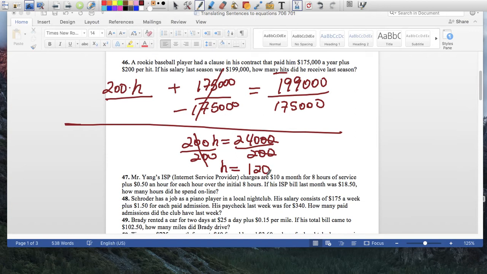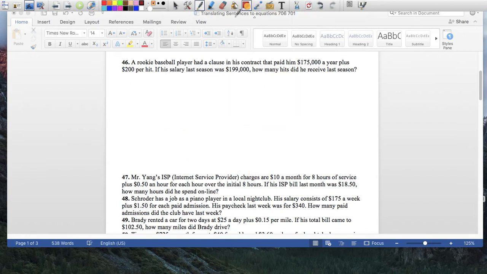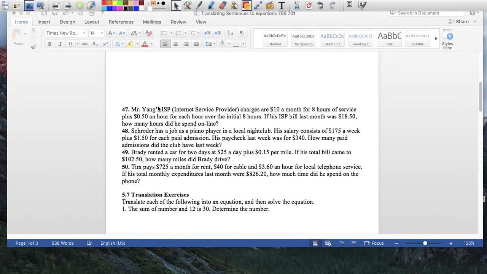Okay, so for every hit, he got paid $200. So 120 hits, he obviously made $24,000 just by hitting the ball, and then plus his base salary of $175,000, which again, it's really, I guess, not bad.